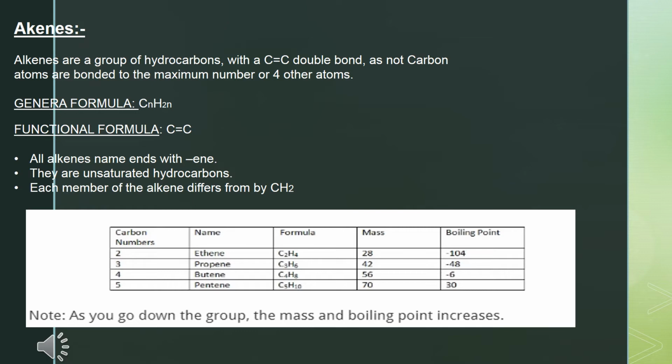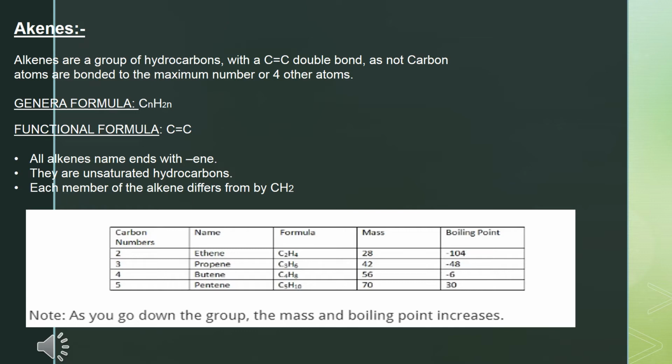Now moving toward the functional group. The functional group is the carbon-carbon double bond. Basically, there are two carbons with a double bond present between them. Let's move towards some of its characteristics. All alkene names end with "ene." For example, ethene, propene, and so on. So all alkenes end with "ene."